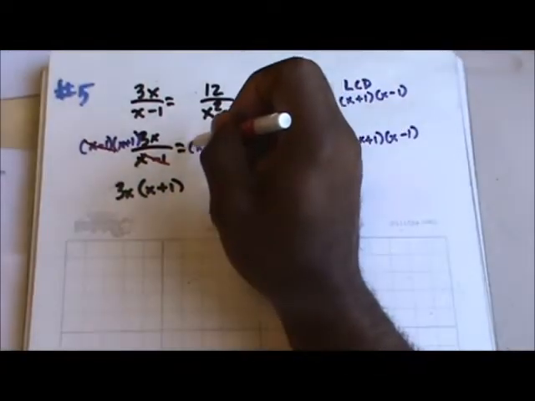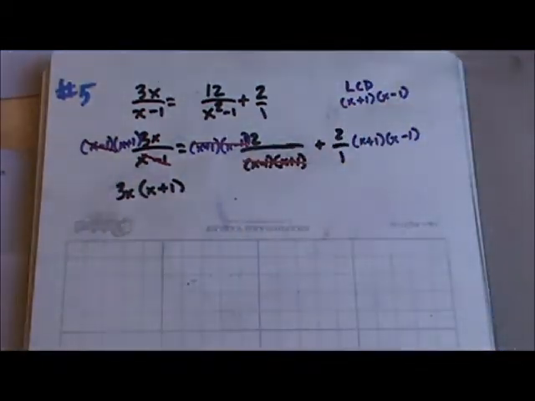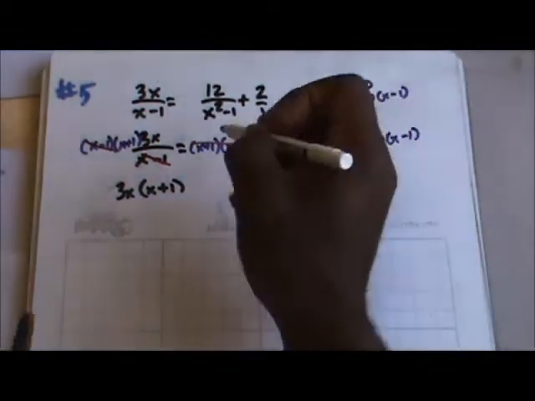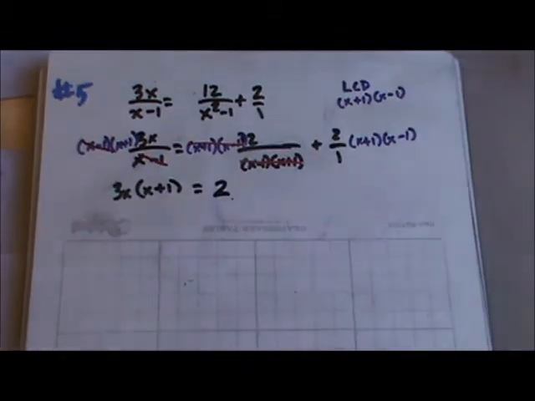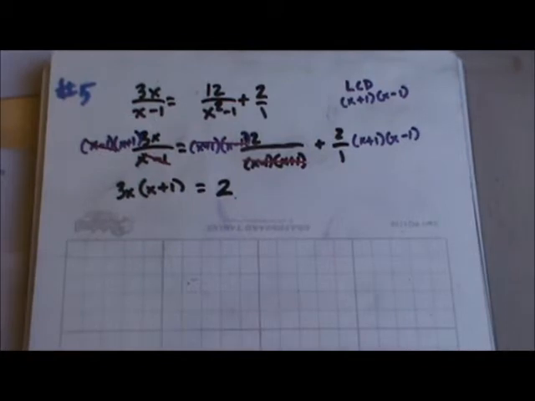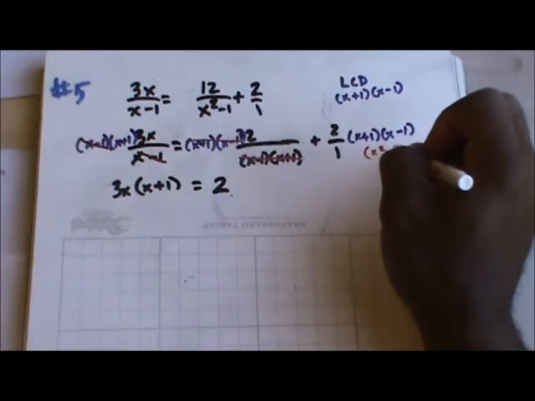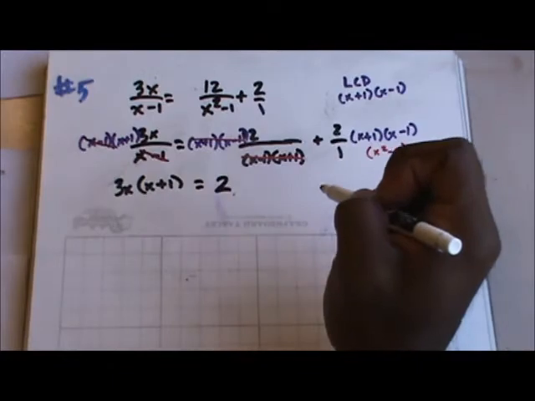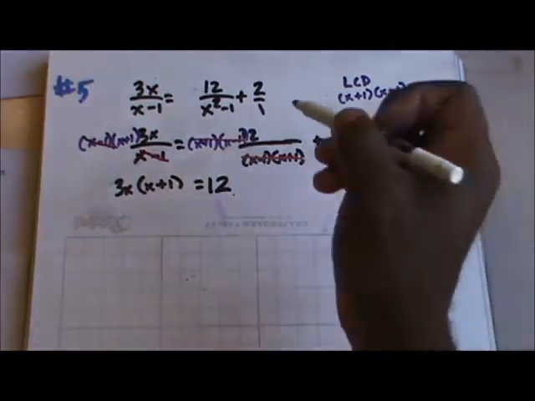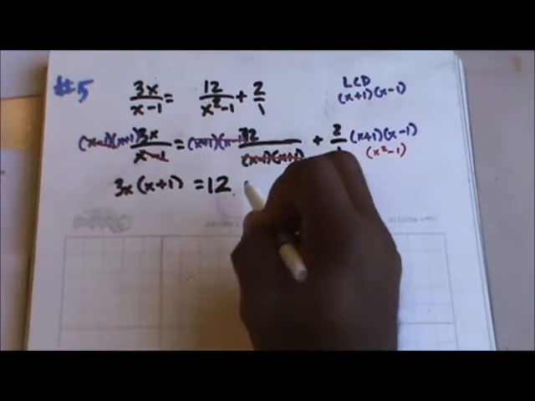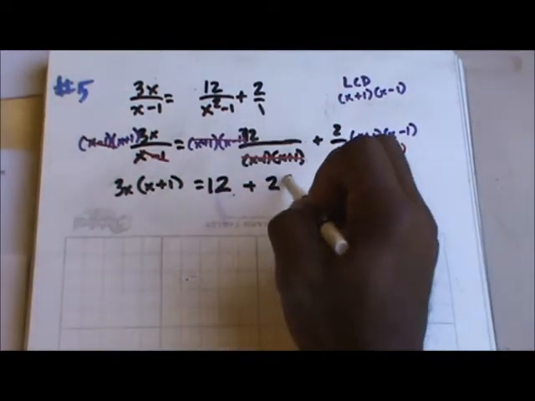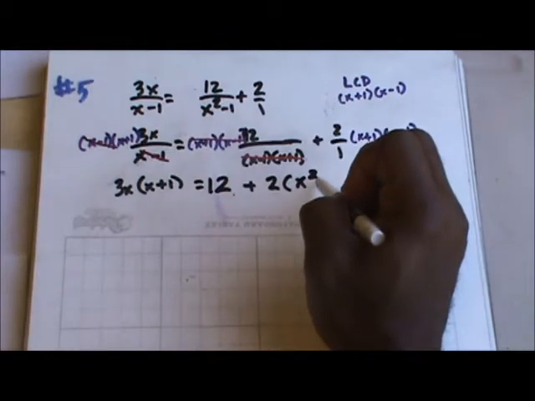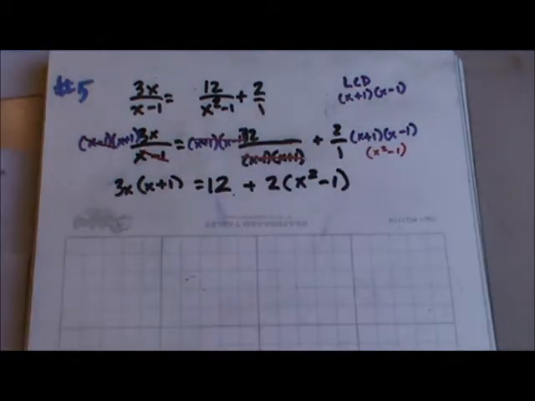For the second term in this equation, everything cancels, so we have 12. Oh, I'm sorry, I missed that 12. And for the third one, nothing cancels, so we go back to the fact that this is x squared minus 1: plus 2 times x squared minus 1. Now that we have that line, let's see if we can solve what's going on here.